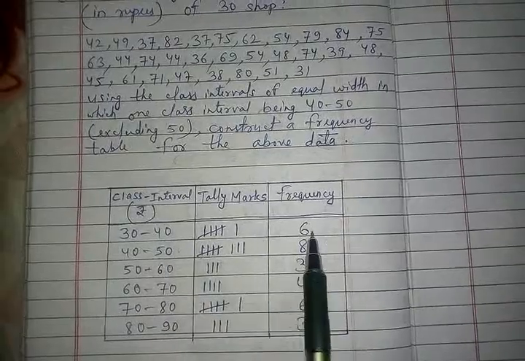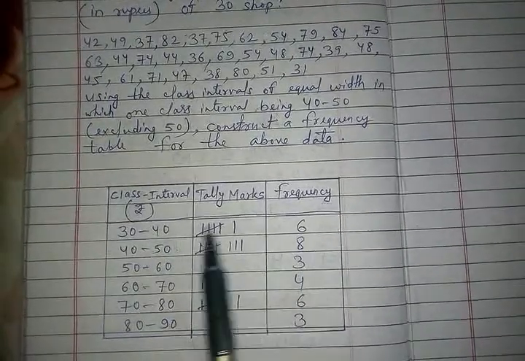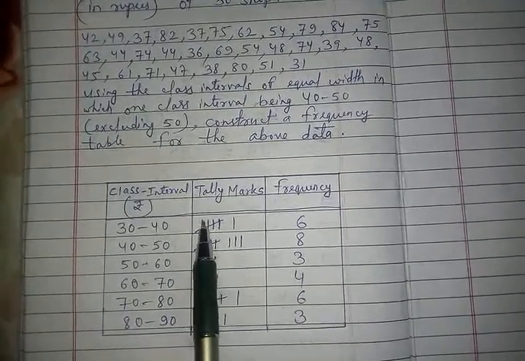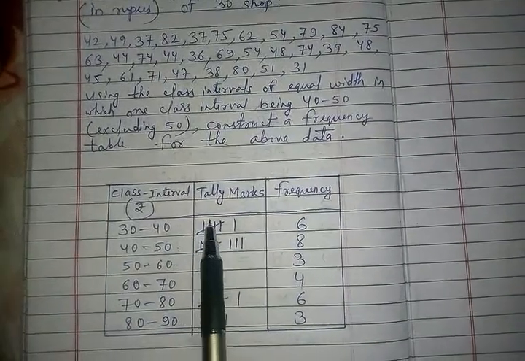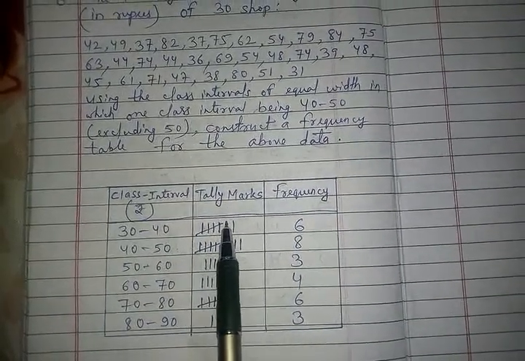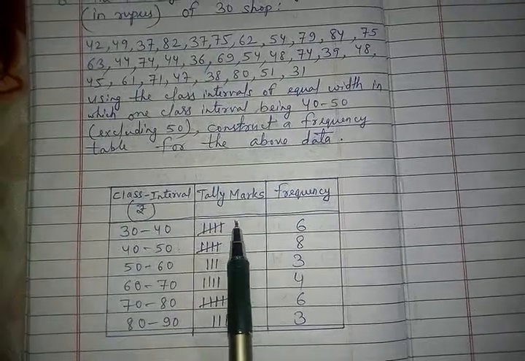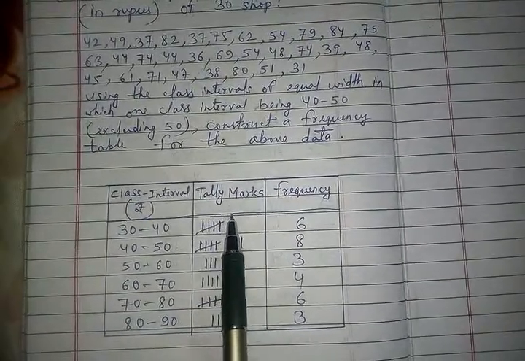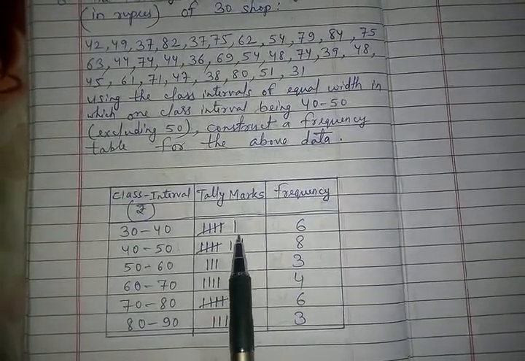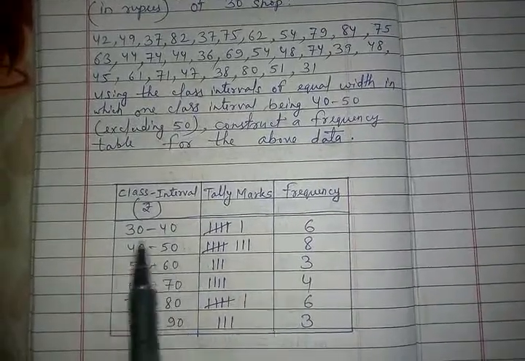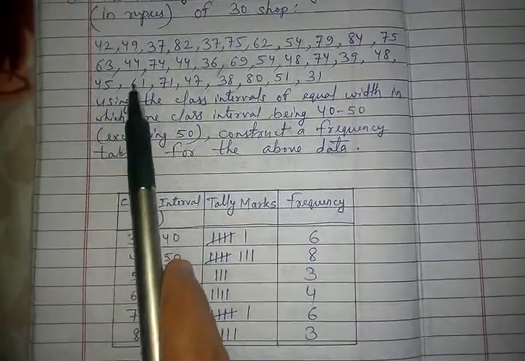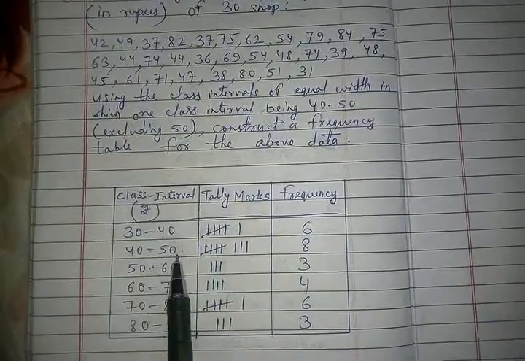In the frequency column, I should write the total numbers. And for the tally mark, as there are 6 numbers in the 30 to 40 slab, I will make a line like this, 1, 2, 3, 4, and for 5 we cut, and this is 6. So after 4, for the 5 we cut, and 6 comes here. Now 40 to 50 there are 8 numbers. So you can say 40 to 50 means don't take 50.